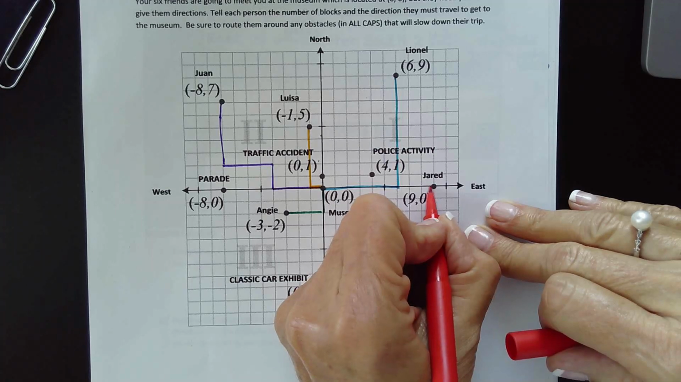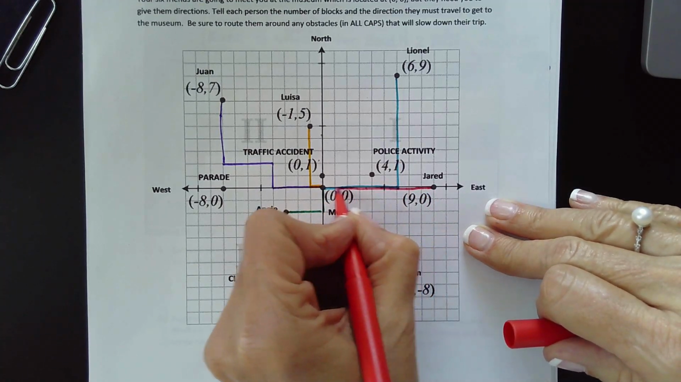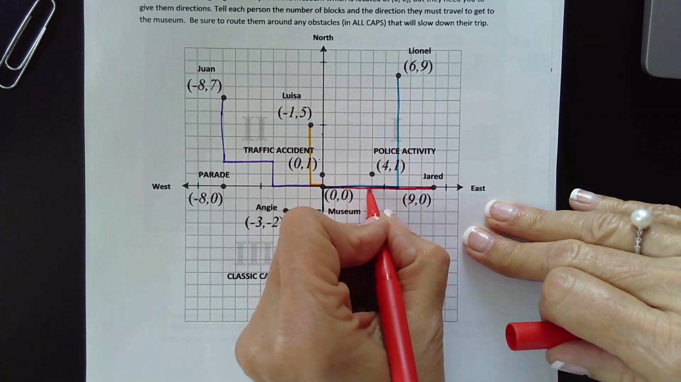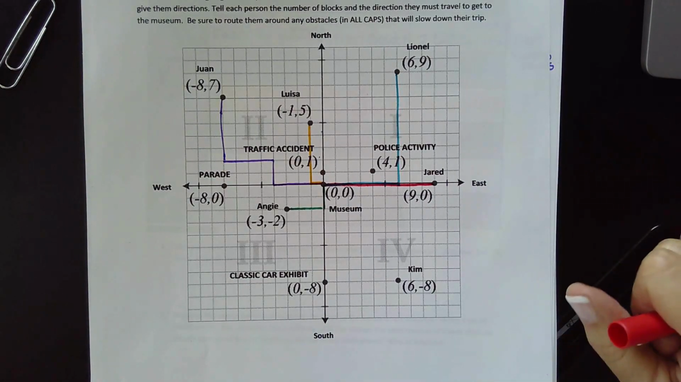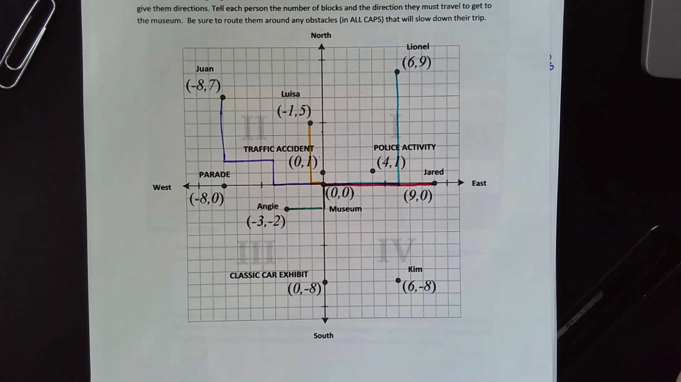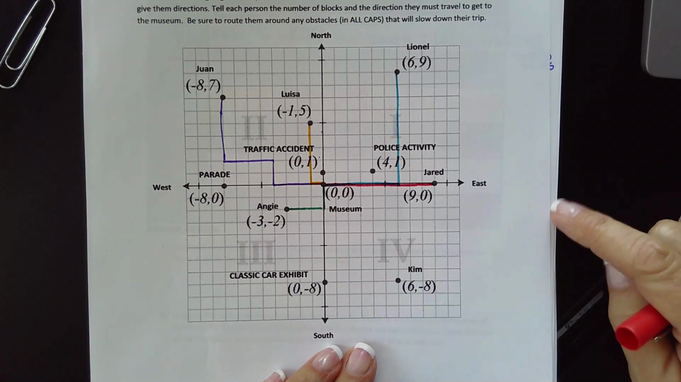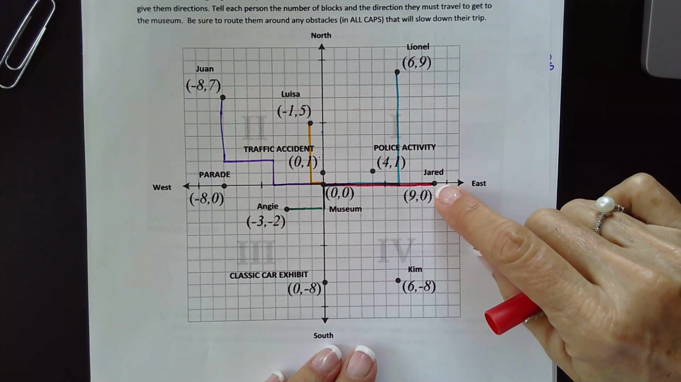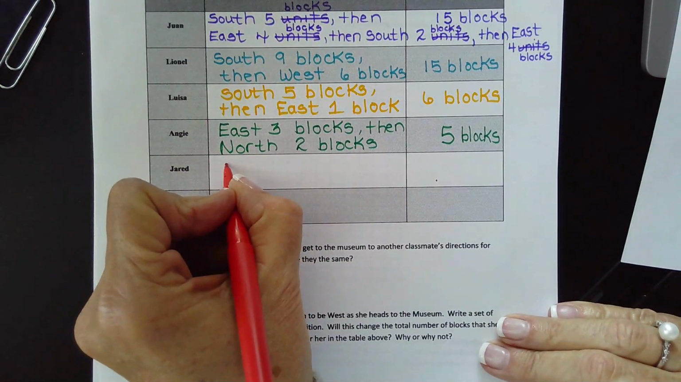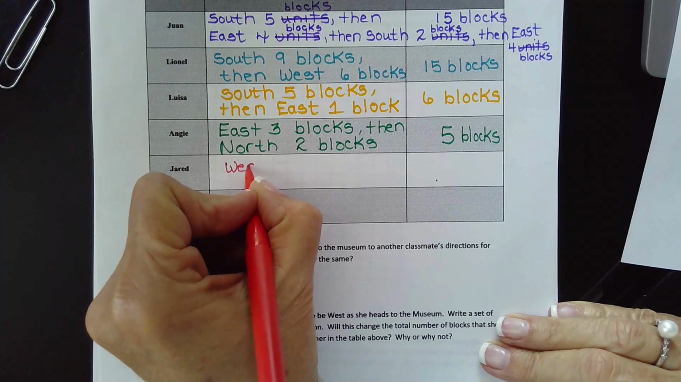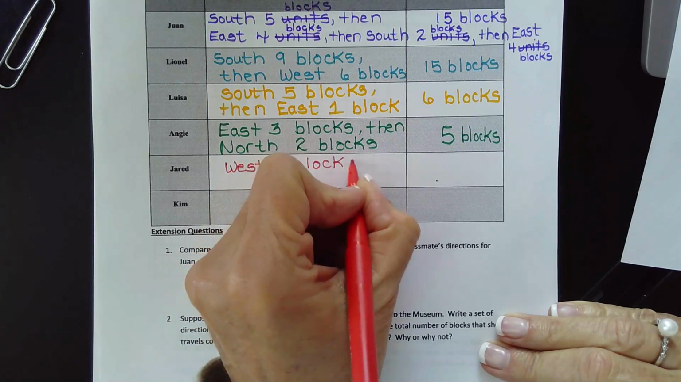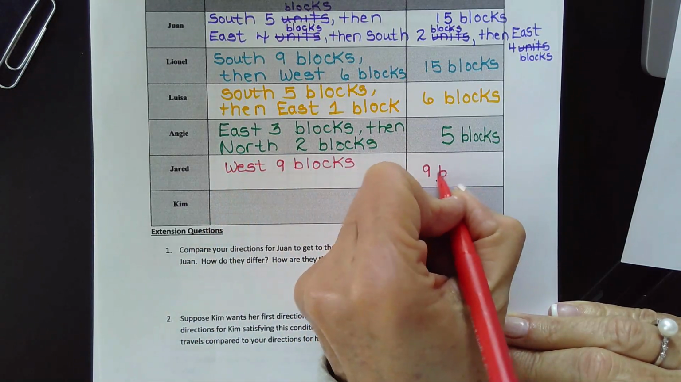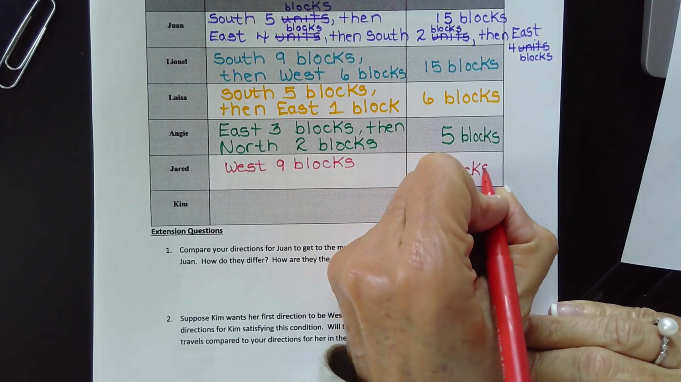So that means he's going 9 blocks west. That's it. Just 9 blocks west. So there's no other way you could do Jared's without adding blocks to it. So that's the only answer. We'll all have the same. So Jared goes 9 blocks west. West 9 blocks. So obviously his total is 9.